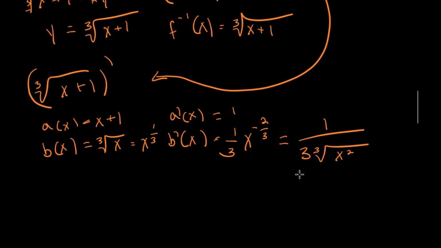So we're going to do the outside, right? Our outside is the cube root, and we want to do the derivative of that. So we're going to do 1 over 3 times the cube root, and then we're going to plug in what's the inside of the function. So x plus 1 squared. And then we're going to multiply this by the derivative of the inside, which is just 1.